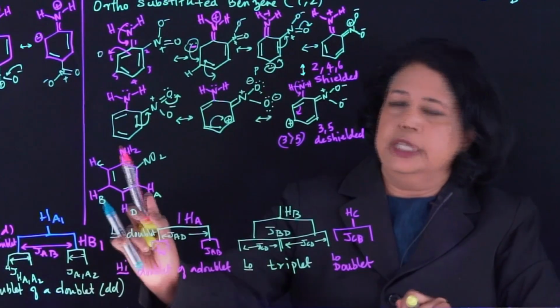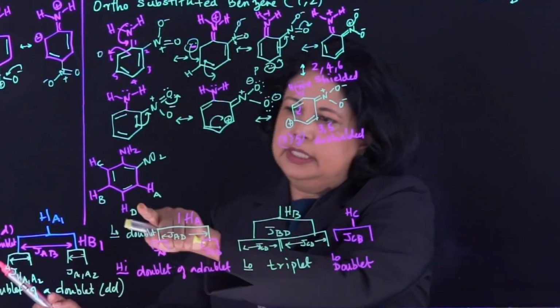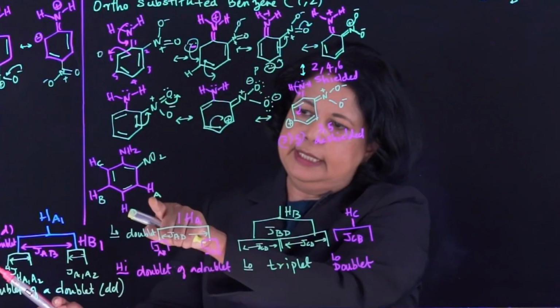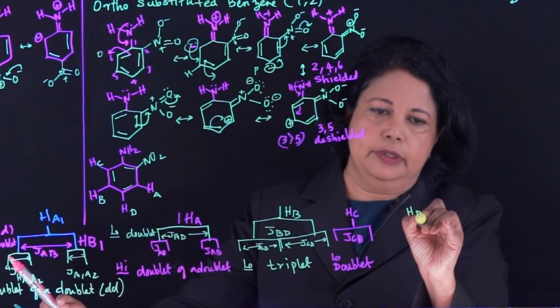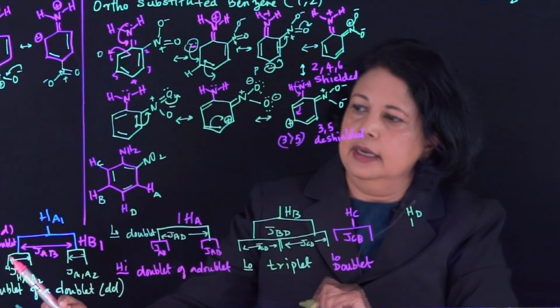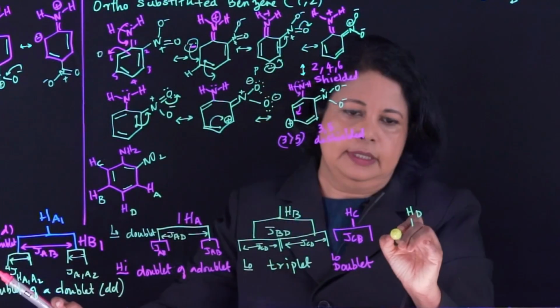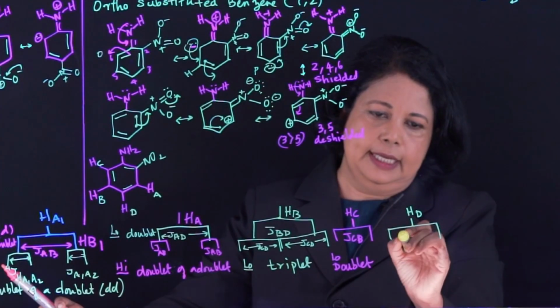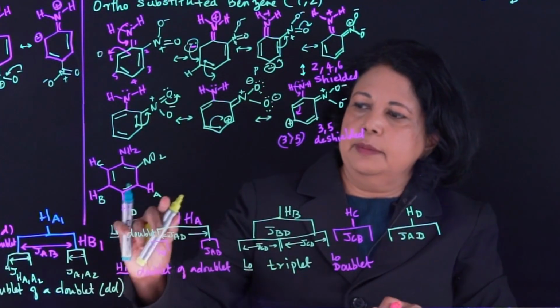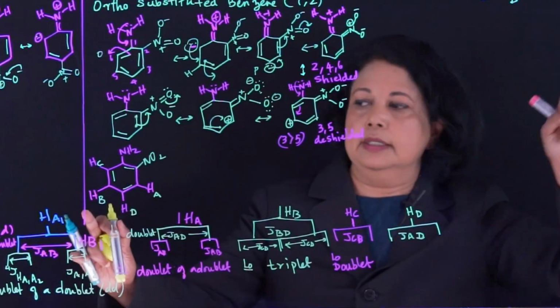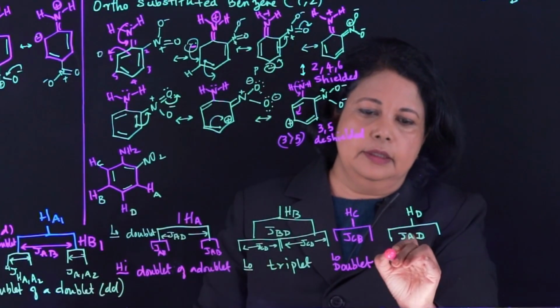Let's look at HD. HD is in a very similar situation to HB. It's the same number of neighbors. So HD, if there were no neighbors, would get a singlet. However, it's got neighbors. So let's split it by, let's say, JAD, and the same amount of splitting or coupling constant here by the B proton.